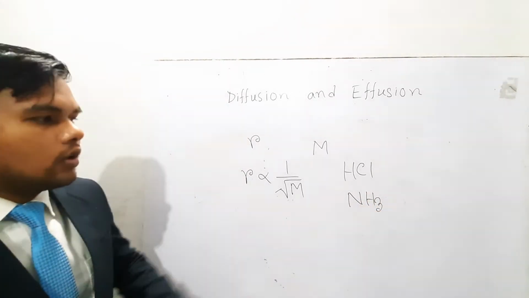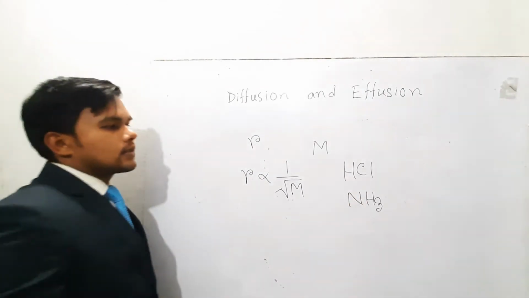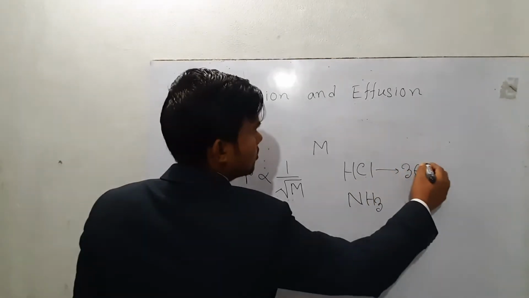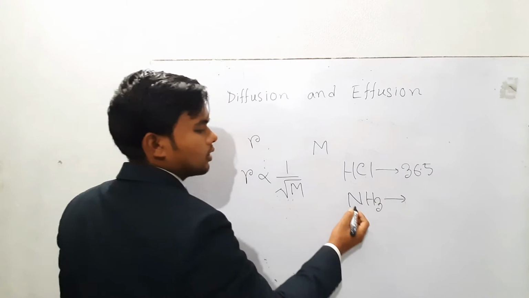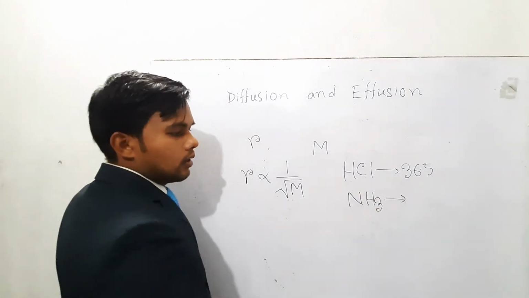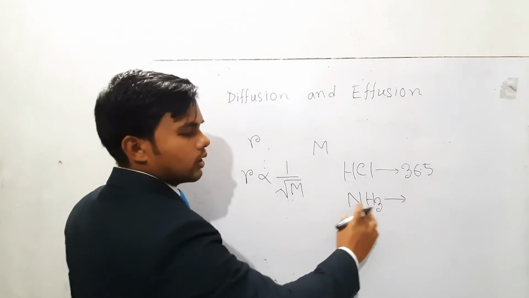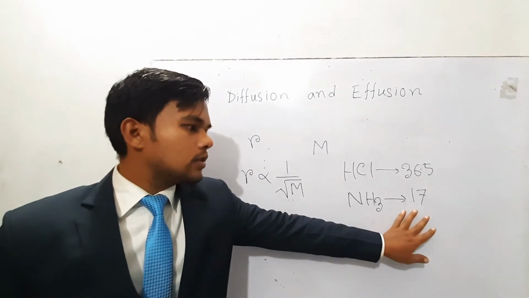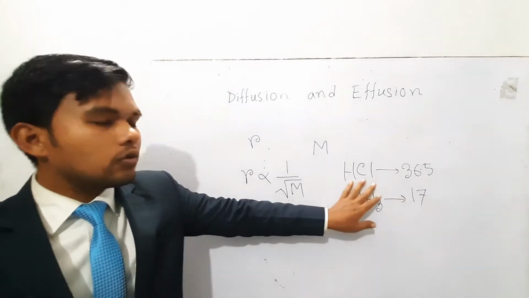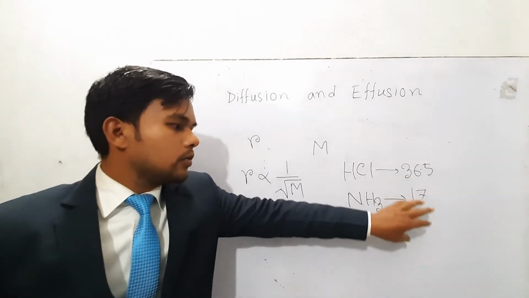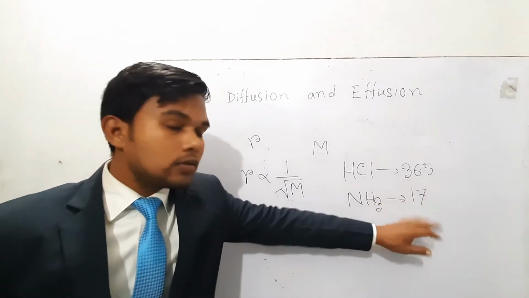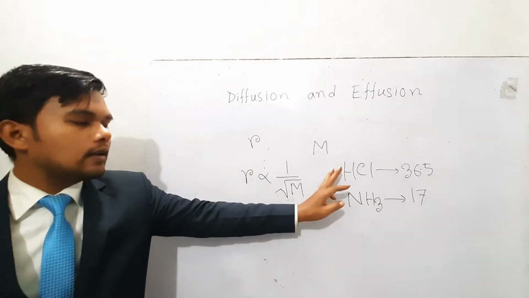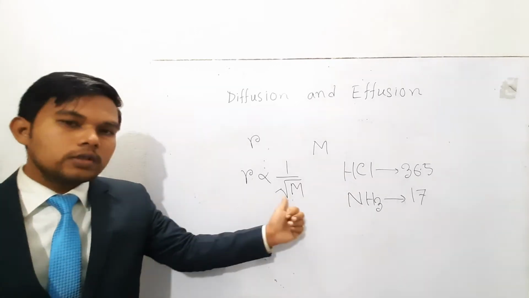Okay, the mass of hydrogen chloride is 36.5. We know hydrogen is 1 and chlorine is 35.5, so the total is 36.5. Ammonia is 17: nitrogen 14 and hydrogen 1, times 3 hydrogens is 3, so 14 and 3, 17. We see that ammonia gas has a lower molecular mass, and hydrogen chloride has a higher molecular mass. Due to its lower molecular mass, ammonia gas will travel more. That means the diffusion rate of ammonia gas will be higher than hydrogen chloride gas due to this equation.